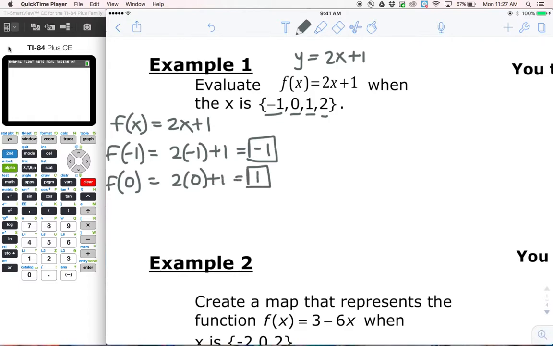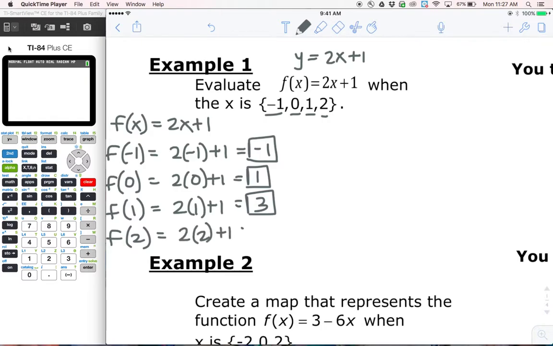Then we've got f of positive 1, 2 times 1 plus 1, okay, 2, that's going to be 3. And then last but not least, we've got f of 2, so we're plugging in a 2 to our equation, and then that's going to give us 5, okay? So my answer here, I've got negative 1 and 1 and 3 and 5. Now, that works, right? That totally works. Those are my y values, that's my answer.